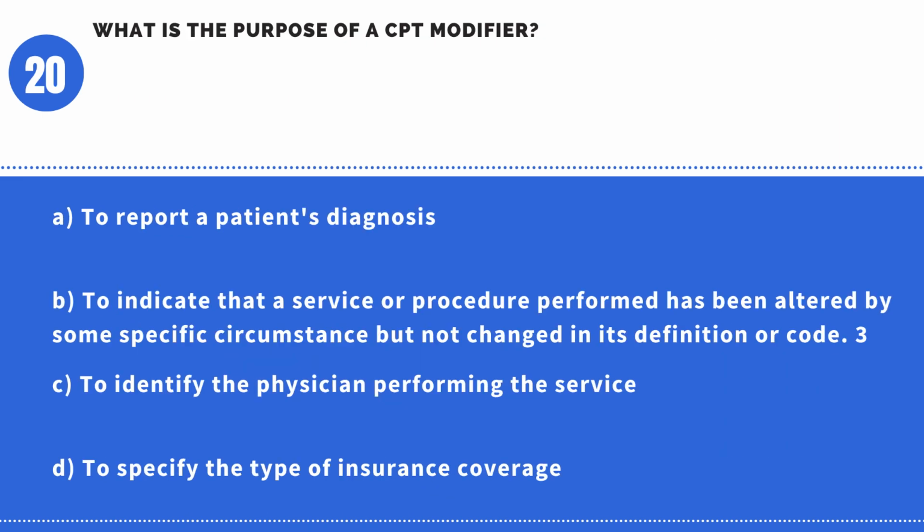Question 20. What is the purpose of a CPT modifier? A. To report a patient's diagnosis. B. To indicate that a service or procedure performed has been altered by some specific circumstance but not changed in its definition or code. C. To identify the physician performing the service. D. To specify the type of insurance coverage.